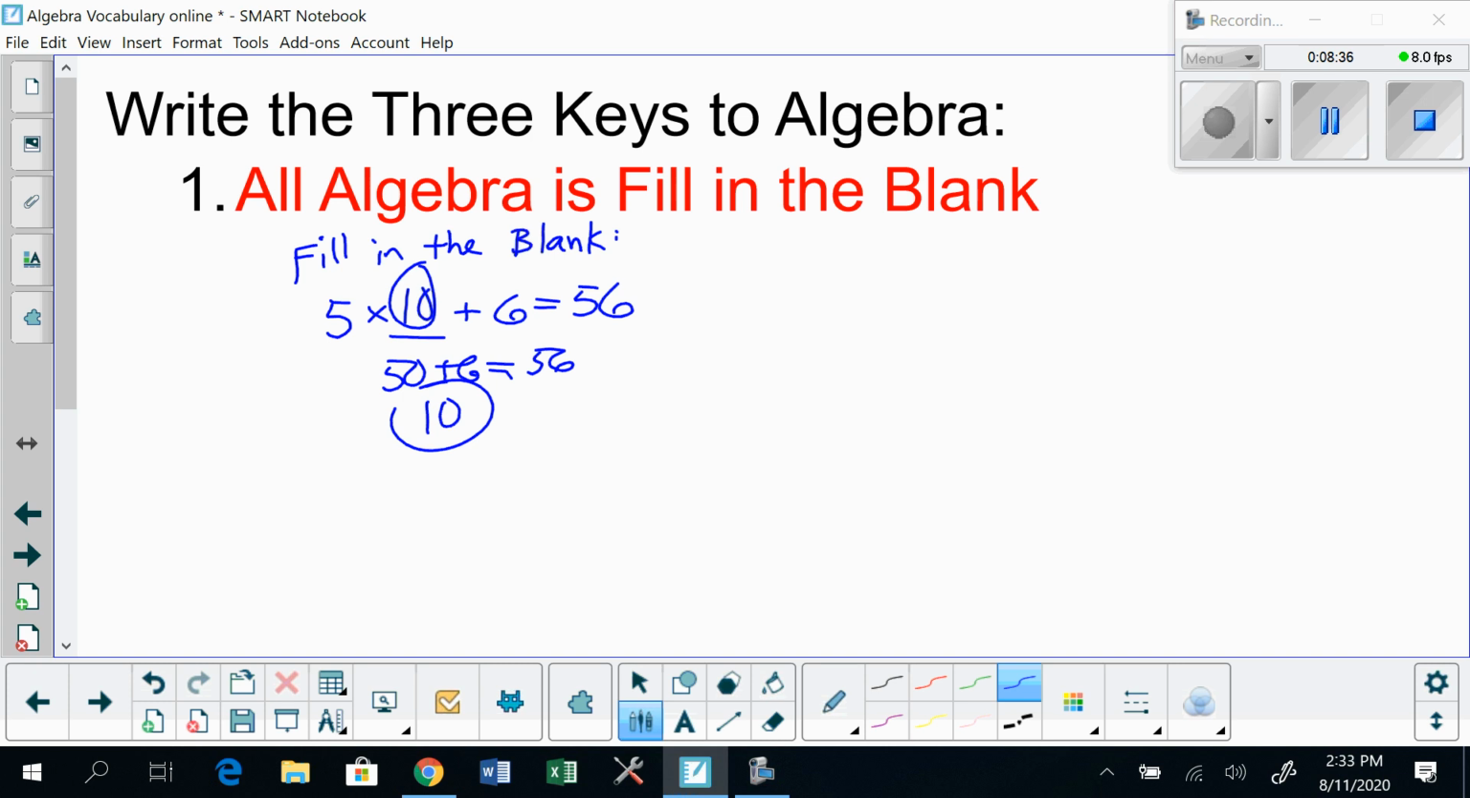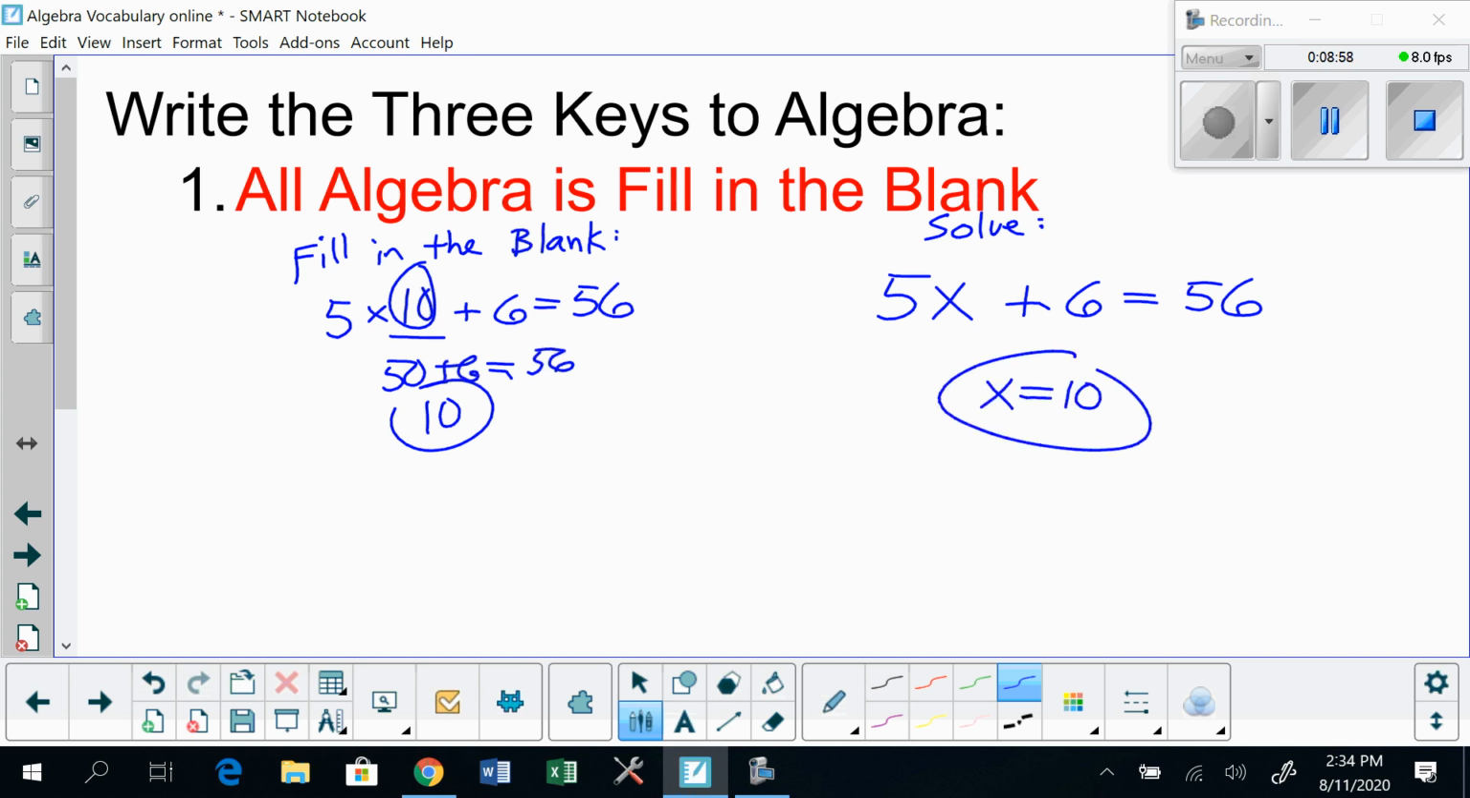Well, in algebra, what we do is we take fill-in-the-blank problems and we write them a little bit differently. Instead of writing 5 times blank plus 6 equals 56, we use variables. In algebra, we would write this problem as 5x plus 6 equals 56, and the instructions would say solve. Now, the answer would still be x equals 10. But I just want you to realize this concept. When you need to solve an equation, all you're doing is filling in the blank.